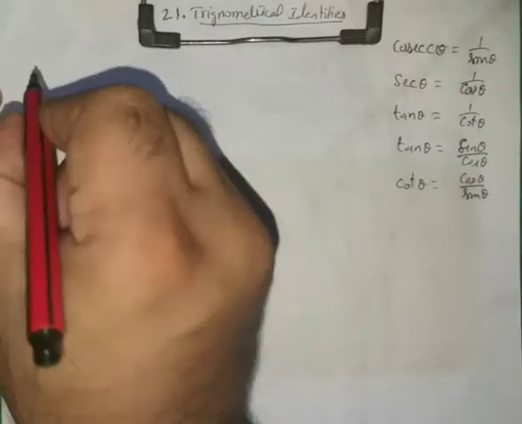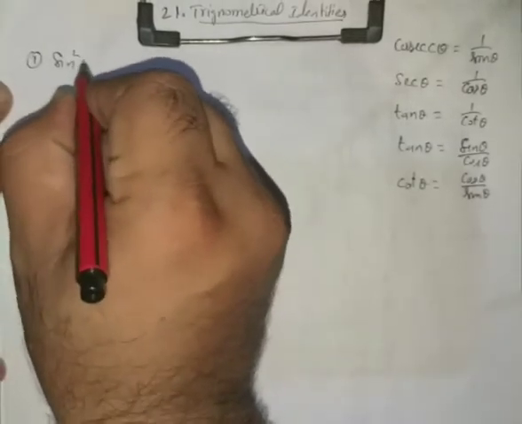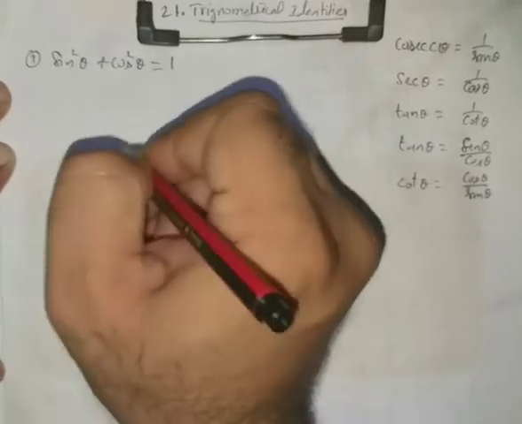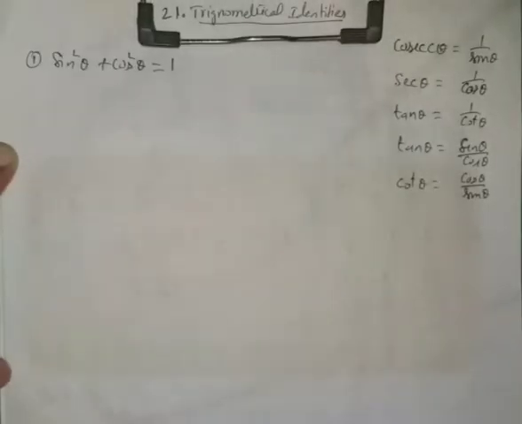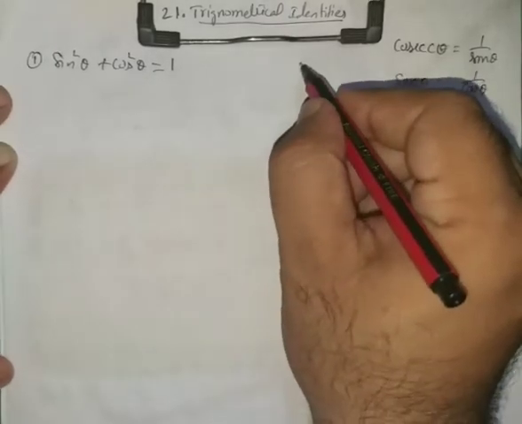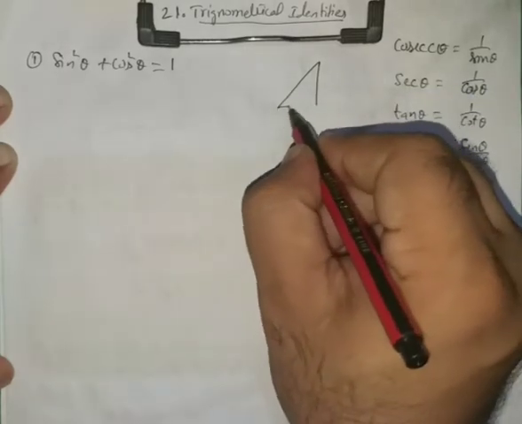So the first identity that we will be using is sin square theta plus cos square theta is equal to 1. This is the first identity that we will be using. So for the time being, let us have a look at the proof of this. Actually, this is not required, but for your satisfaction, I'm doing this.